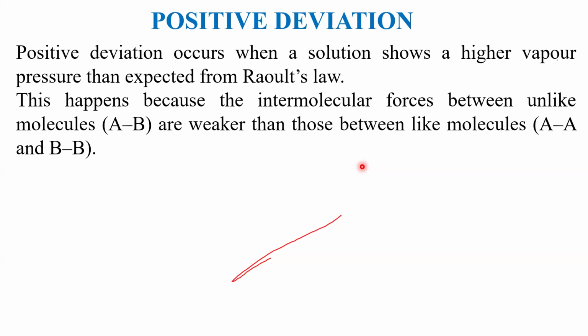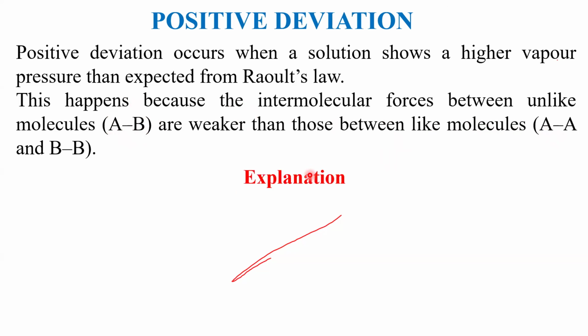So we are saying that this happens because the intermolecular forces between the unlike molecules, so between component A and component B, are weaker than those for the pure components AA and BB, which is different from ideal. For ideal, AB, AA, BB were almost the same. They are uniform. But this time around, the intermolecular forces of attraction between the unlike molecules, the mixture, are weaker than those for the like molecules.